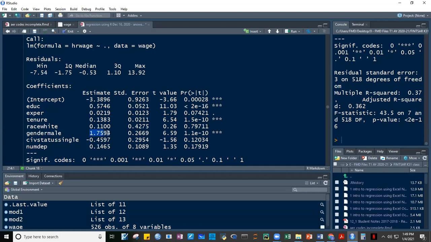Same here, the male people tend to get $1.76 more than their female counterparts. By the way, ceteris paribus, you need to include that, all things being equal. Okay, so let's go back here.